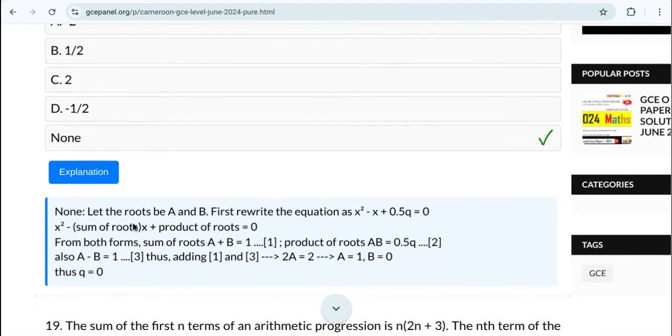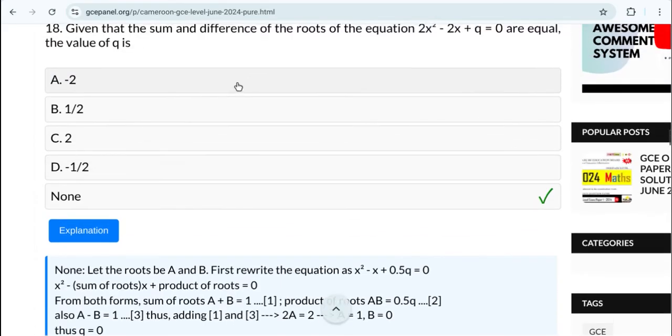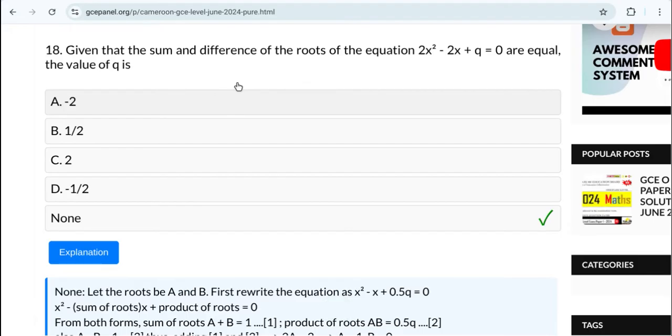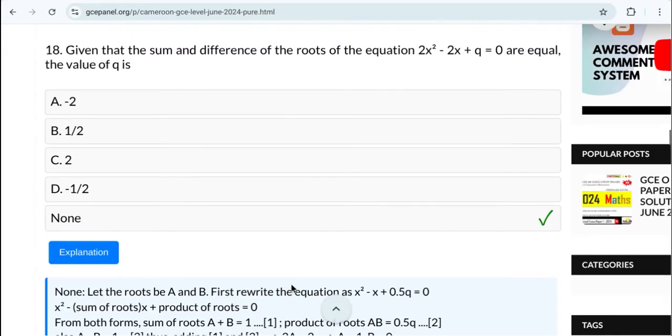So from here, the sum of roots is going to be equal to, first of all, expressing this in the form ax squared plus bx plus c. X squared minus sum of roots plus product equals 0. So the sum of roots here is 1. So a plus b is equal to 1 if the roots are a and b. And then now we have been told that the sum of roots is 1 and the difference of the roots also is equal to what? Is equal to 1, right?